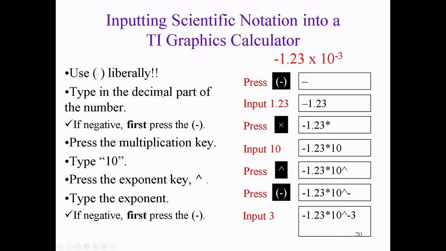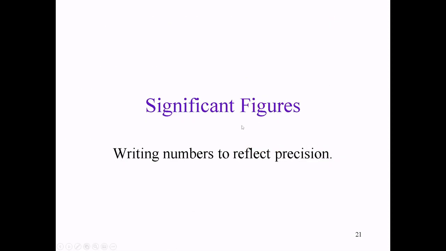Type in the decimal part of the number. So we're going to type that in here. Again, there is a separate button that's going to allow you to put in a negative. Then you're going to press the multiplication key, which is going to add this little asterisk here. Asterisk in these types of calculators is in place of the multiplication symbol. Then you're going to type 10. So you're explicitly putting in the 10 there, right?